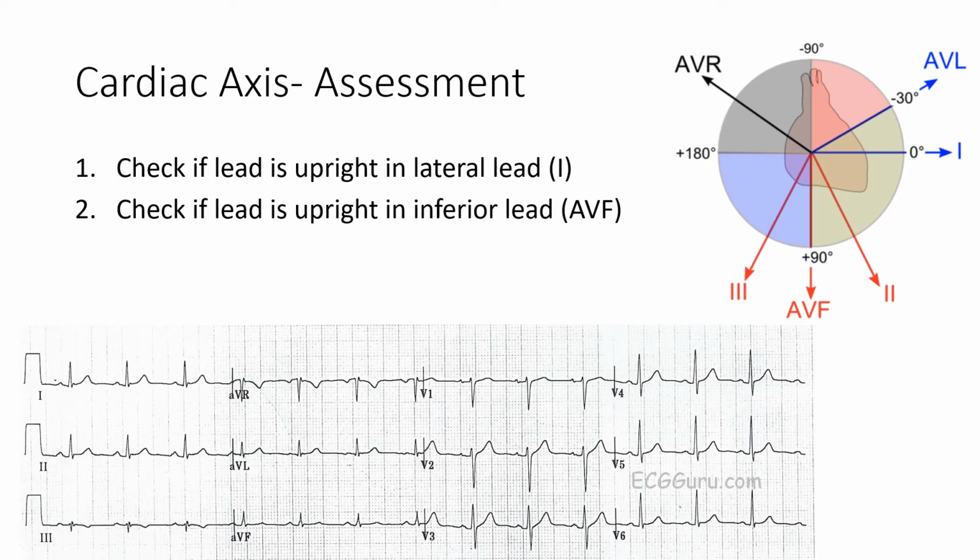So to check the axis, we check to see that the lead is upright in our lateral lead and our inferior lead. So here's lead 1, and I see that it's upright, and that is great. And here's lead AVF, which is also upright. So this means the net force of depolarization of the heart is downward and to the left.